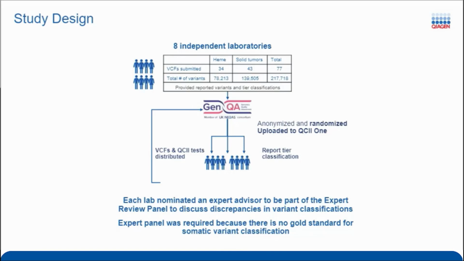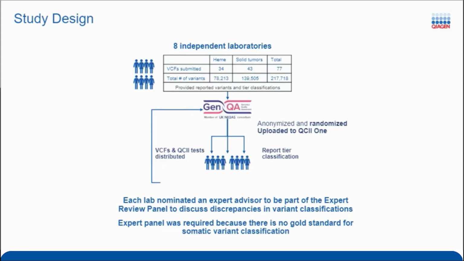And each laboratory nominated an expert to sit on a panel to discuss any differences between the variant classifications. And we needed that expert panel because currently there isn't any real gold standard for somatic variant classification. Laboratories have their own methodology for doing it, and there isn't any one way that everyone is using. There are lots of different ways to get to hopefully the same classification.